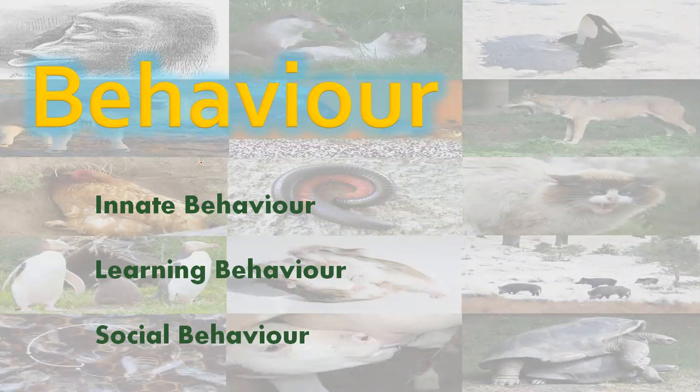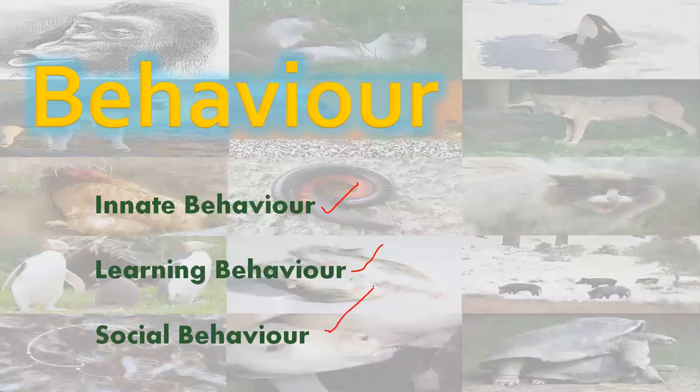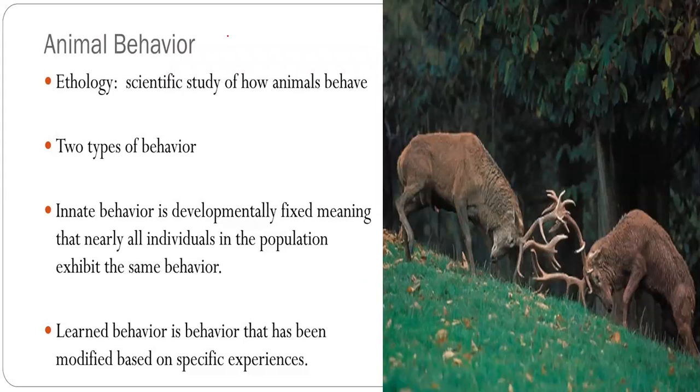So dear students, we will see about behavior in detail. If we see, behavior has different types: innate behavior, learning behavior, and social behavior. So we will see one by one in detail. Behavior is the scientific study of the behaving of animals, and that is named ethology. This is also the branch of biology in which we study the behavior of living organisms, not only animals, but also plants and microorganisms, all types of organisms. Here we will talk about two types of behavior, innate behavior and learned behavior, but the third one, social behavior, is also studied in this chapter.